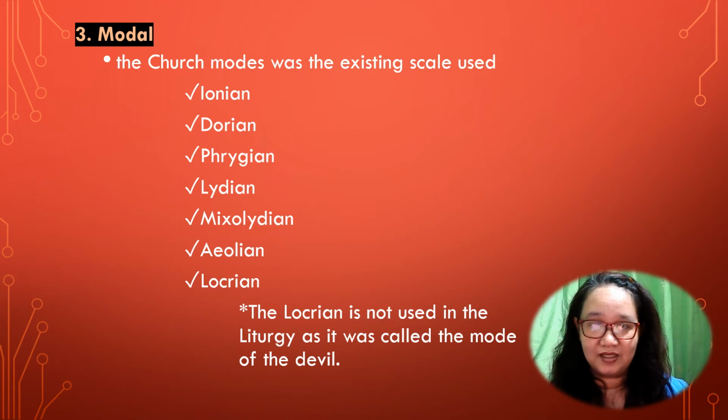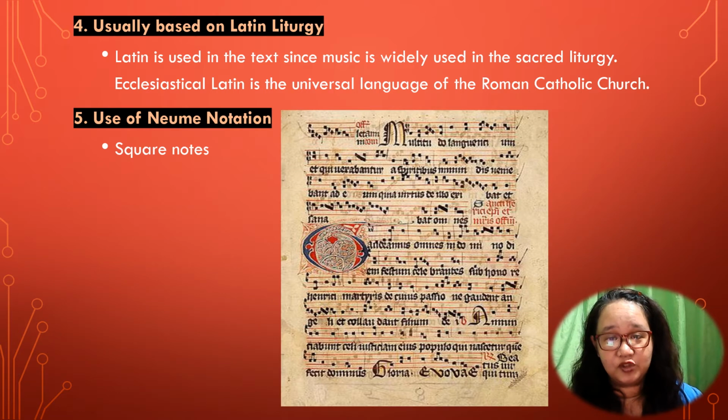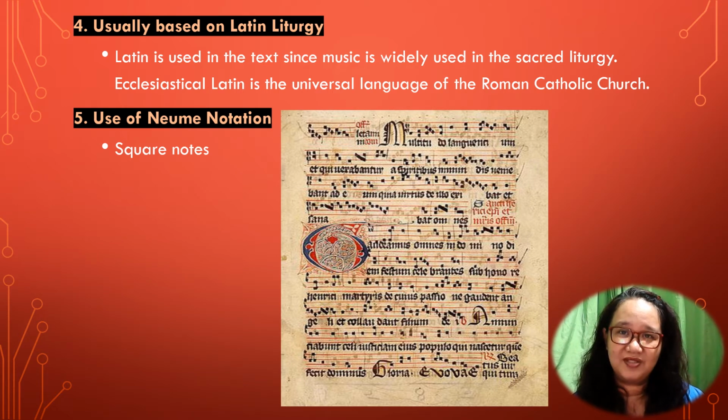The third characteristic is modal. The church modes was the existing scale used. The Locrian is not used in the liturgy, as it was called the mode of the devil. Number 4 is usually based on Latin liturgy. Latin is used in the text since music is widely used in the sacred liturgy. Ecclesiastical Latin is the universal language of the Roman Catholic Church. Number 5 is use of neume notation. This is an example of a Gregorian chant in neume notation.